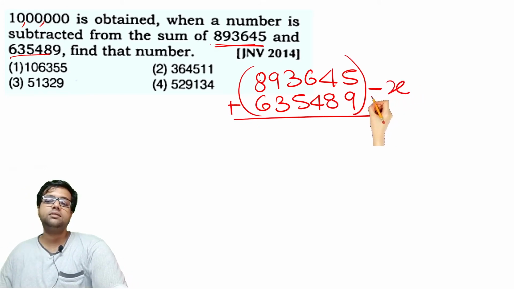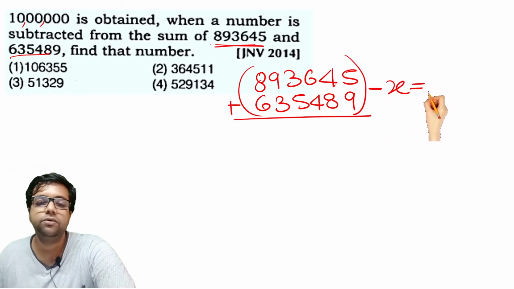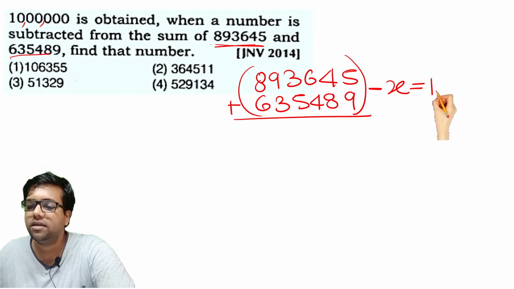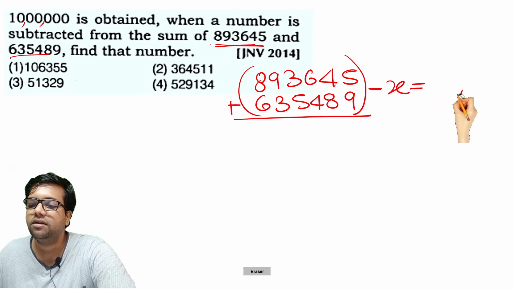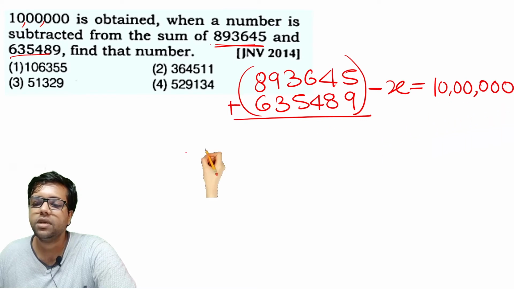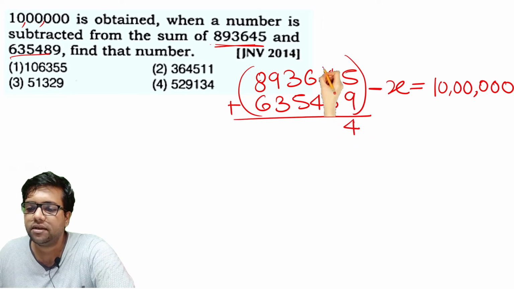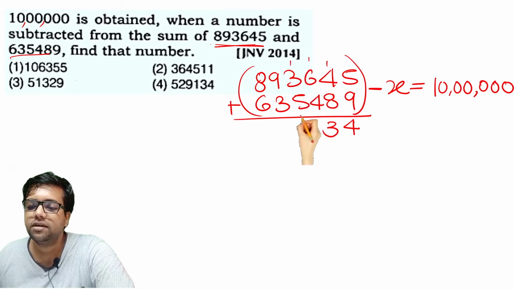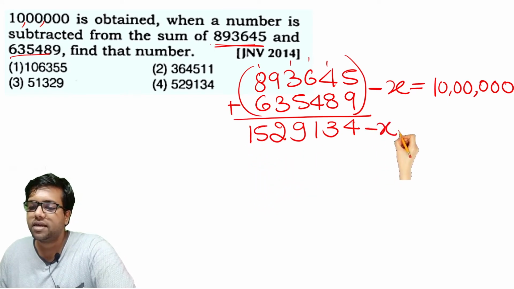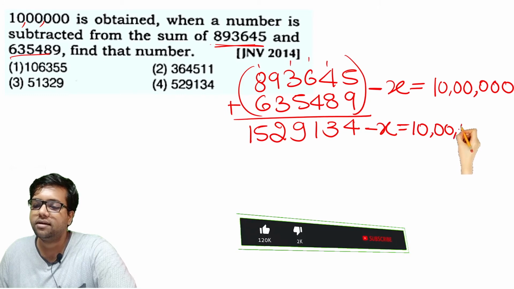Let me call that number x, which we don't know, and we will find it out later. That will give you 10 lakh as a difference. So this is what we need to solve now. So let us solve it. So 9 plus 5 is 14, and 8 plus 4 is 12, plus 1 is 13, 6 1 7, 7 plus 4 is 11, 3 plus 1 4, 4 plus 5 is 9, 9 plus 3 is 12, 8 plus 6 is 14, plus 1 is 15. So this is what you got, minus x is equal to 10 lakh.